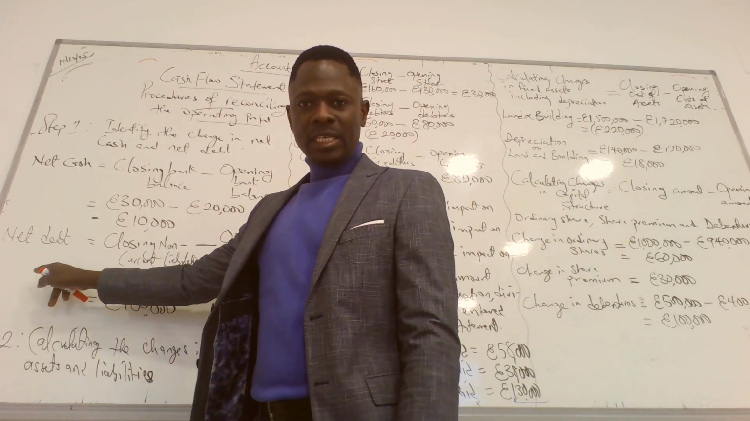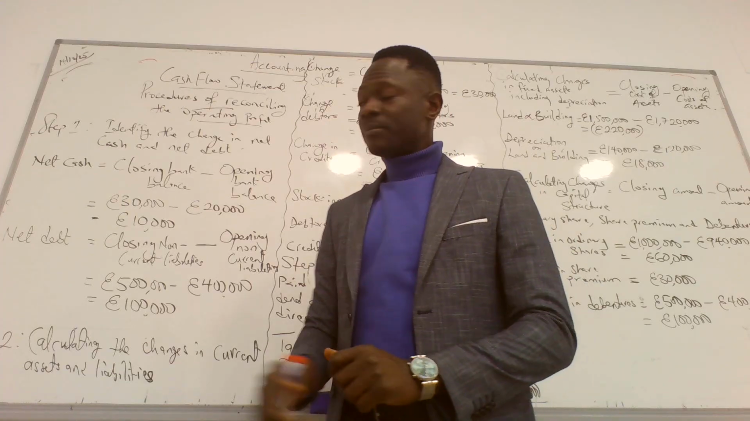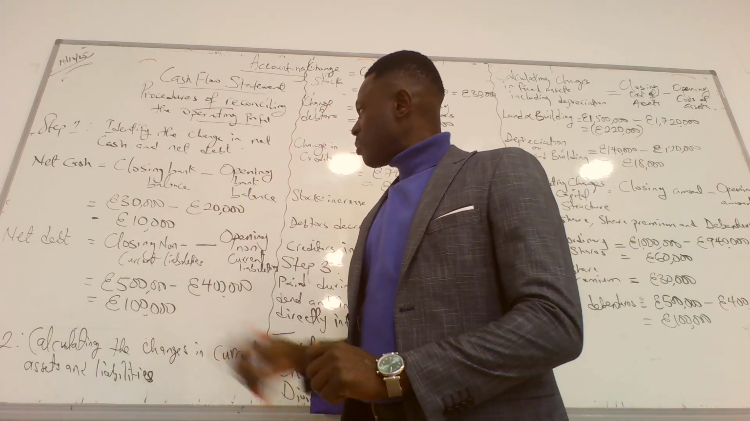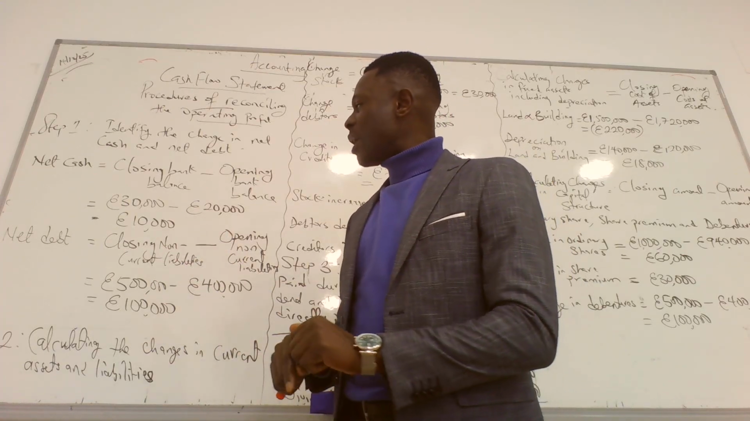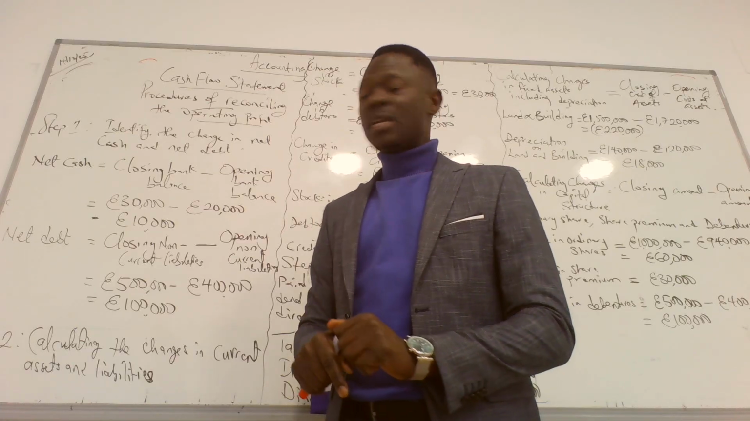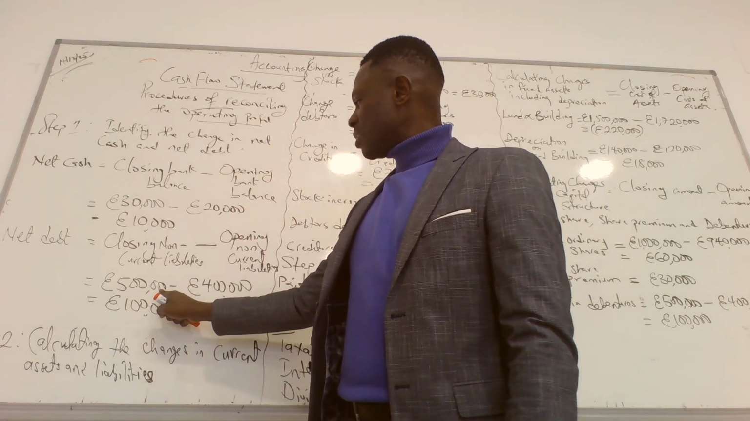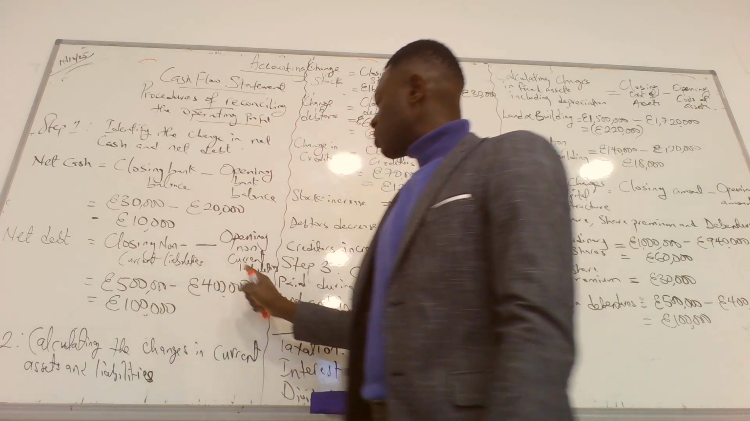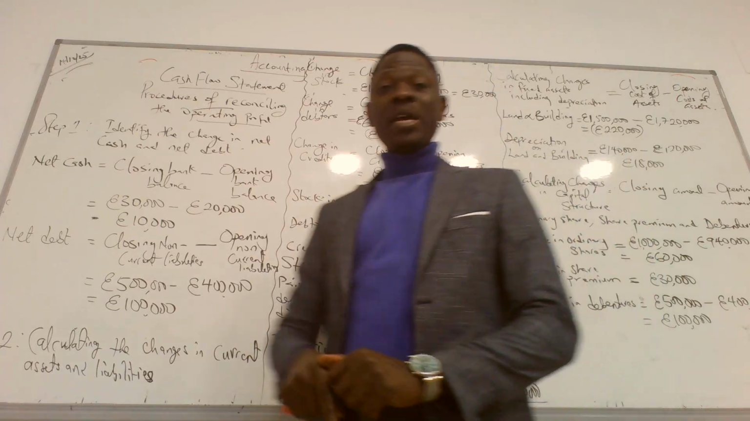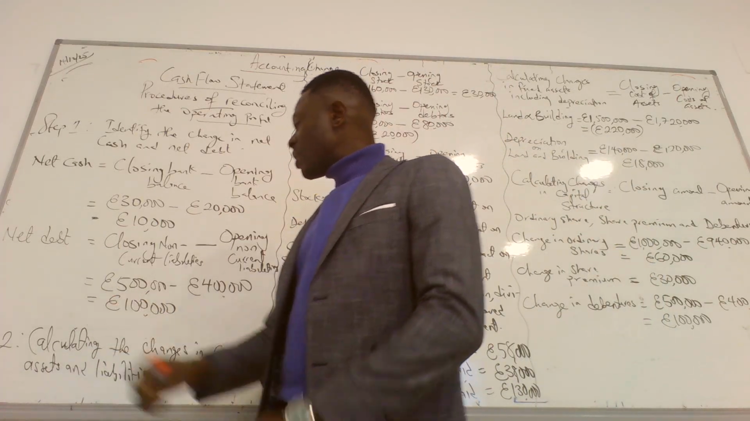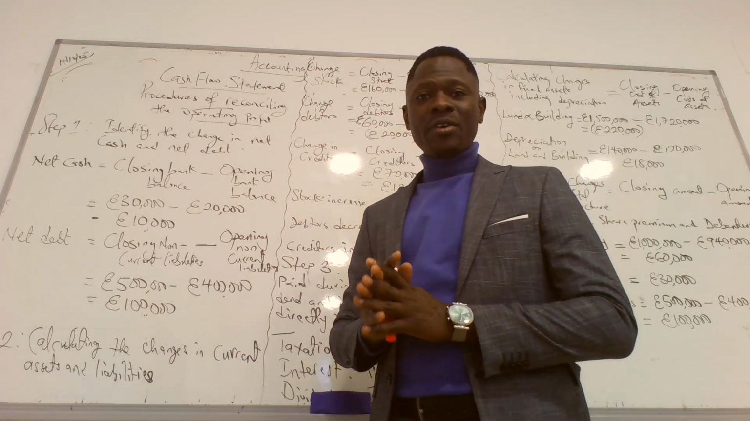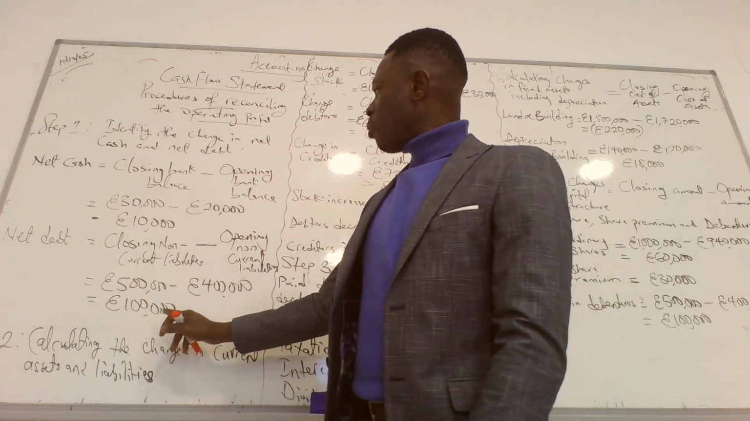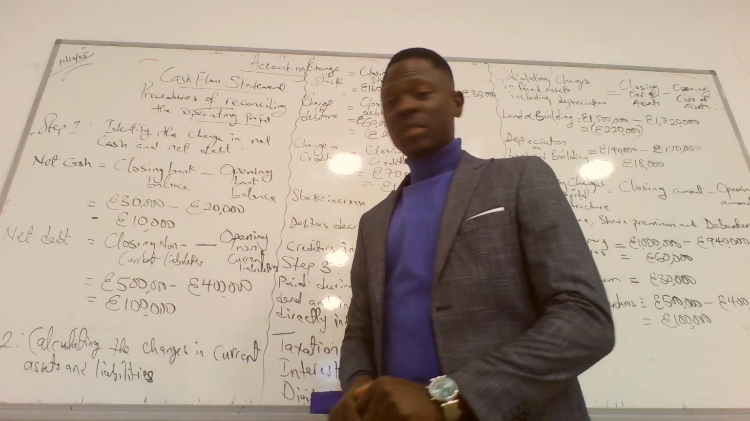Then the net debt. For the net debt, we have the non-current liabilities, the long-term liability. We have 500,000, the closing, minus the opening, which is 400,000, and that is on debentures. So that gives us 100,000. So the total for net cash and debt is now 110,000.